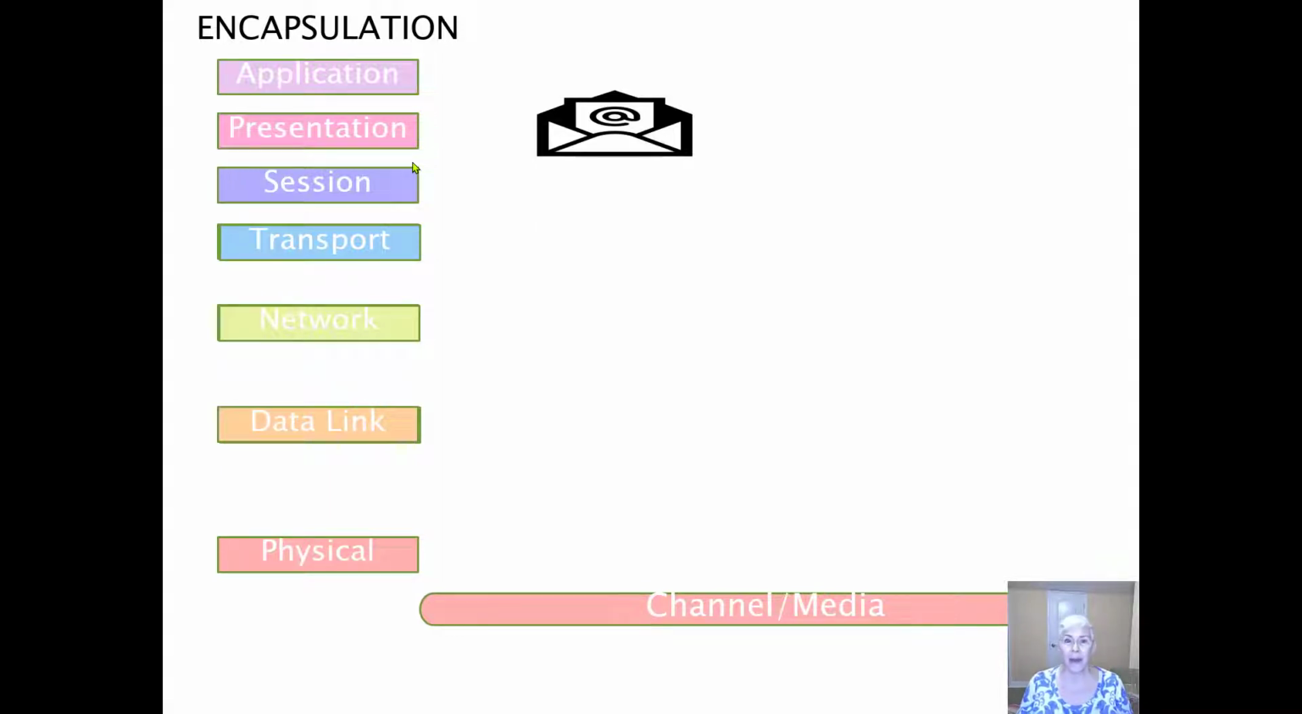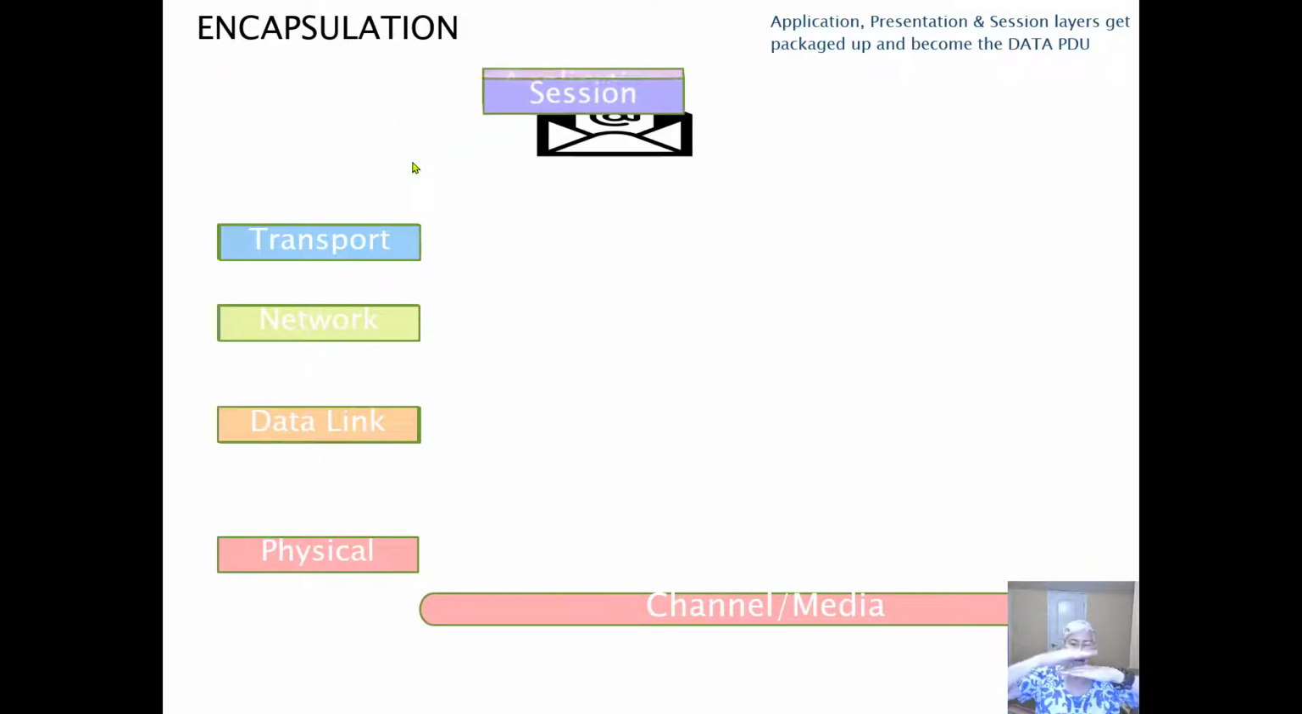So here I have my email, okay? And me typing an email, I'm going to say I'm using the Google application. And the application, presentation, and session layer is all happening at that email. And these three things are going to get packaged together. And when they're all packaged together and they're getting ready to start moving down the OSI model, they are called data.